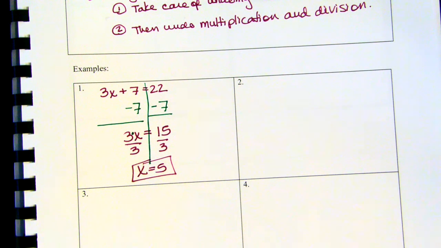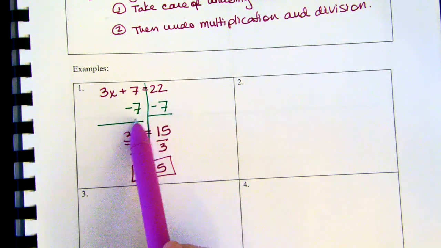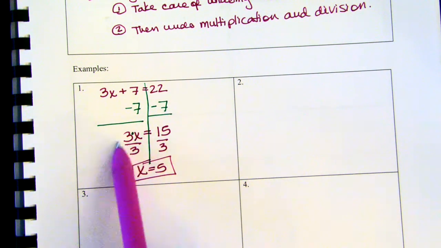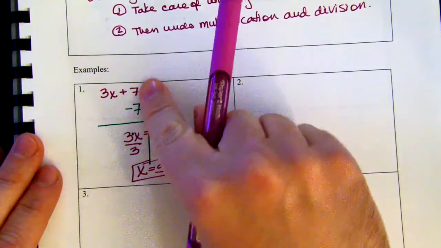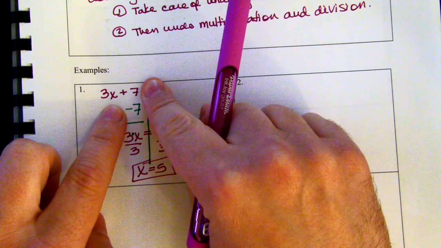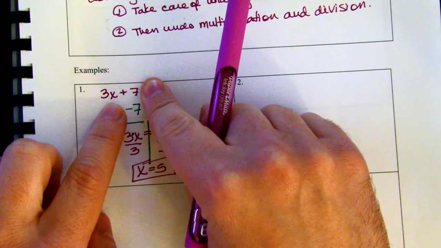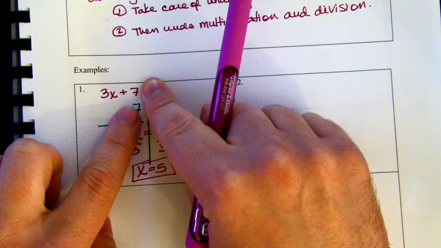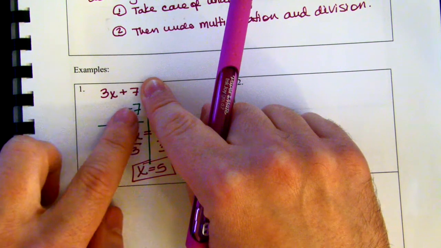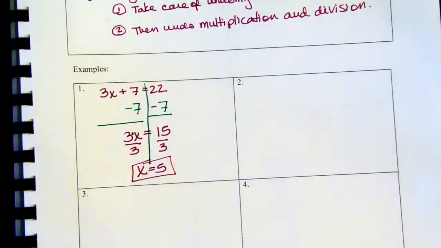3x plus 7 equals 22. I got rid of the plus 7 by subtracting 7 from both sides. Then I was left with 3x equals 15. I divided both sides by 3 and got x equals 5. What I mean by order of operations in reverse: if you were plugging a number in where the x was, like 4, for example, 3 times 4 plus 7, you would first multiply and then add. Well, I need to do that in reverse. I need to take care of the addition and then take care of the multiplication. That's what I meant by order of operations in reverse.